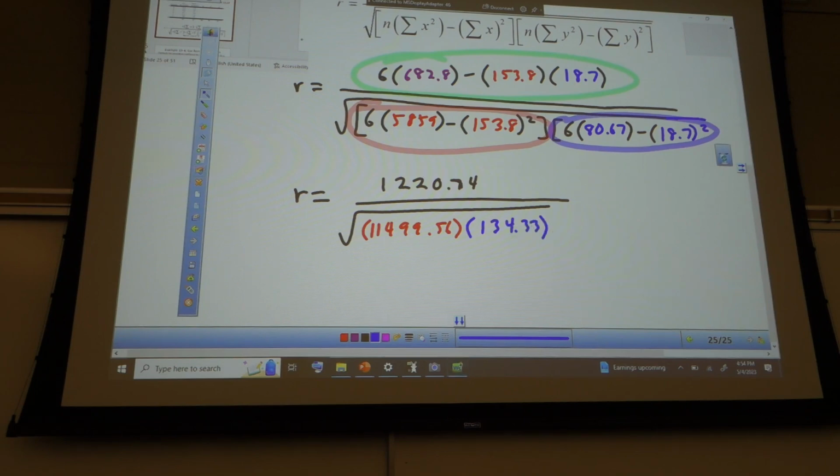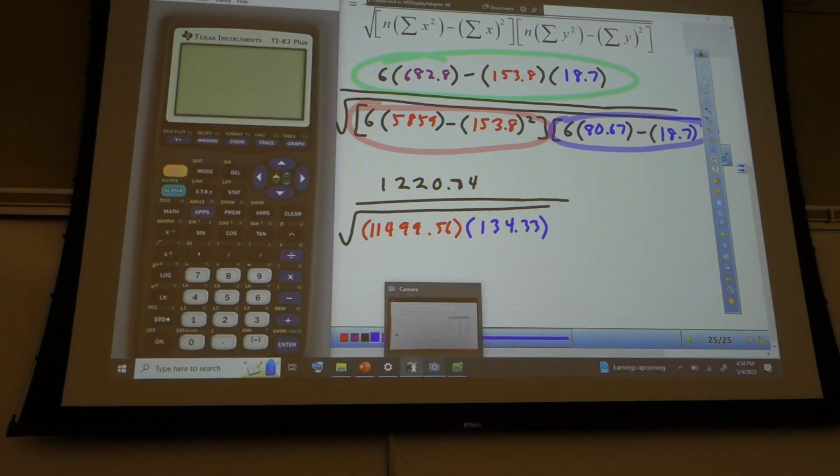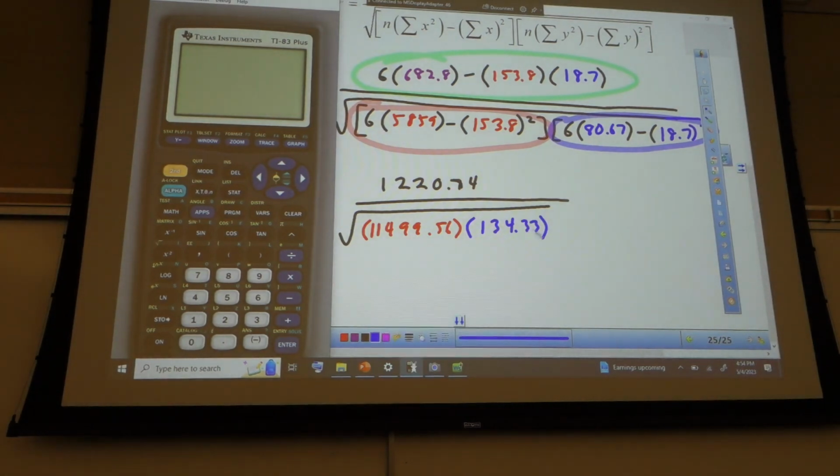Great. So now we're just going to take that part, and when we calculate these, we work from the inside out. So we're going to work with the inside square root first. So we're going to multiply 11499.56 times 134.33. Whoops. 134.33. And then hit enter. And then I'm going to square root that.